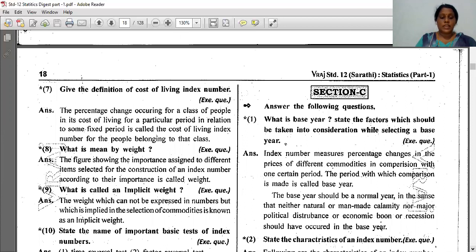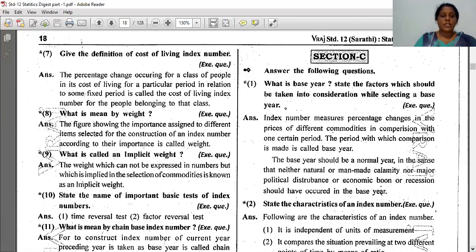So the definition, I repeat: the percentage change occurring for a class of people means whatever percentage change occurs for a class of people in its cost of living for a particular period, means for a particular time period, that is, in the question the year is given. So for a particular time period, the percentage change occurring for a class of people in relation to some fixed period is called the cost of living index number for the people belonging to that class.